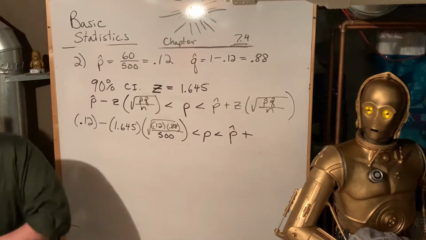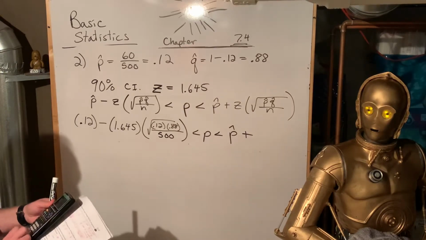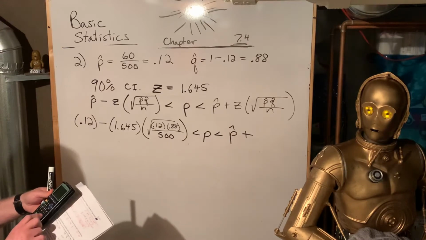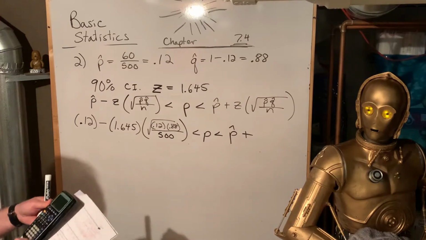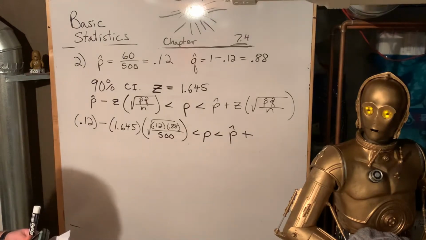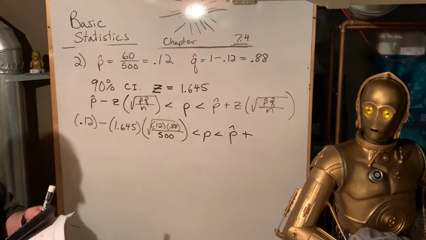So here, let me do that. That's 0.12 times 0.88 divided by 500, hit enter. That's a really small number. That's 0.0002112. And then take the square root of that answer.